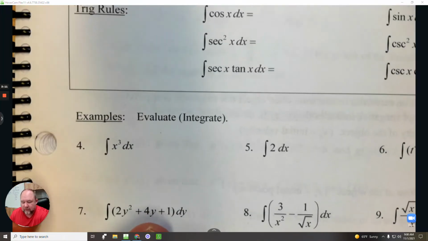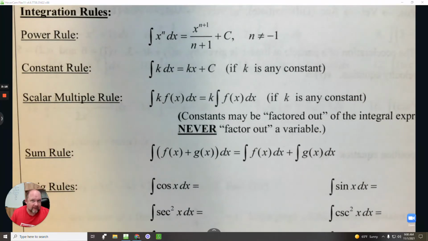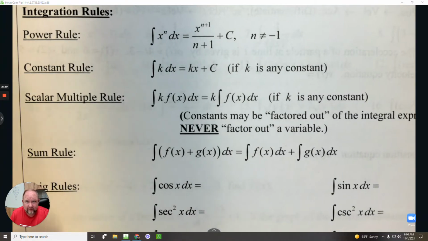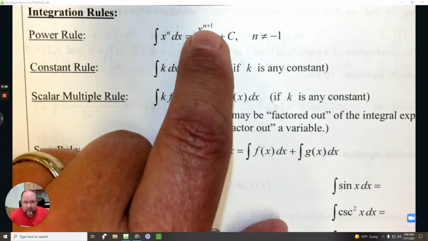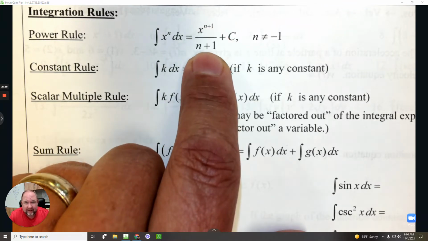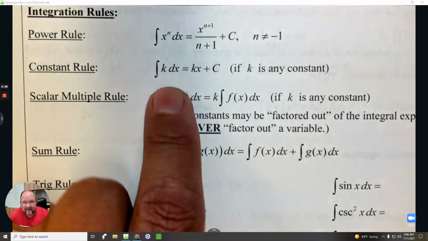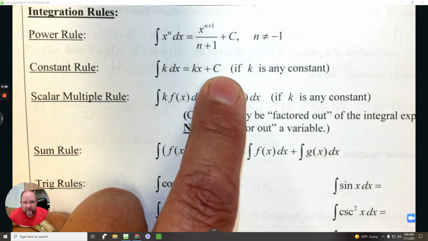So here are some basic rules of integration. So it's the inverse, right, of derivatives. Derivative means you multiply and then subtract 1 from the exponent. The antiderivative means you add 1 and divide. So we're going to add 1 and take that number and divide. Add 1 and divide, and don't forget the candy at the end. If you have a constant, integrate, you just tack on x plus c.